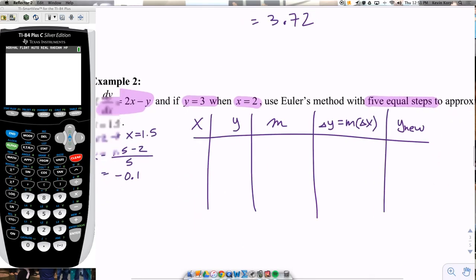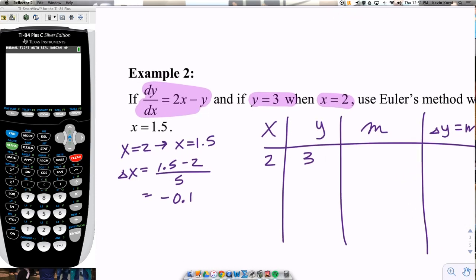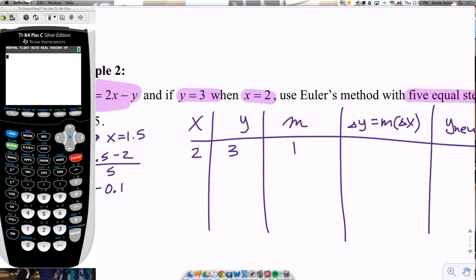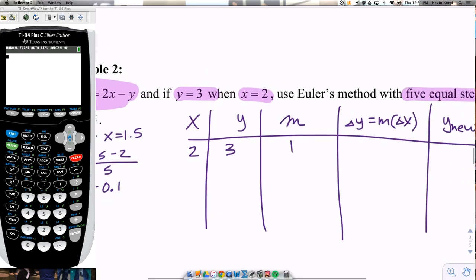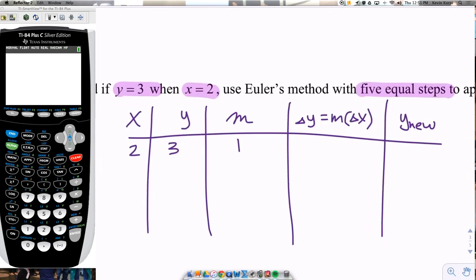Okay, so we're starting with x equals 2 and y equals 3. And the slope requires both x and y. So what's the slope at 2, 3? Well, it's 4 minus 1, which is 1. Nice. So we're going to walk out along that slope a little bit, and our delta x is negative 0.1. So what's negative 0.1 times 1? Negative 0.1. So our new y value is 2.9.